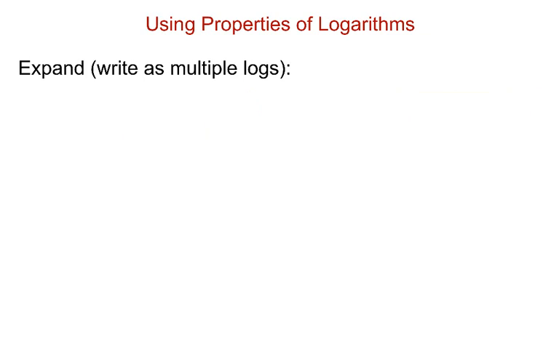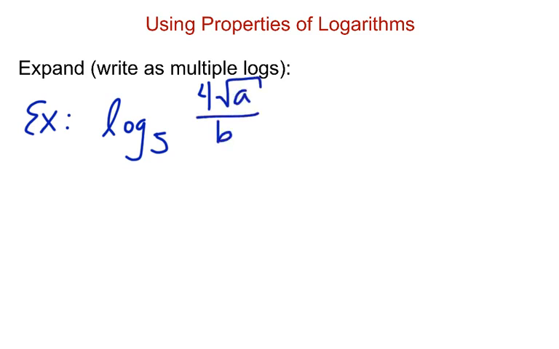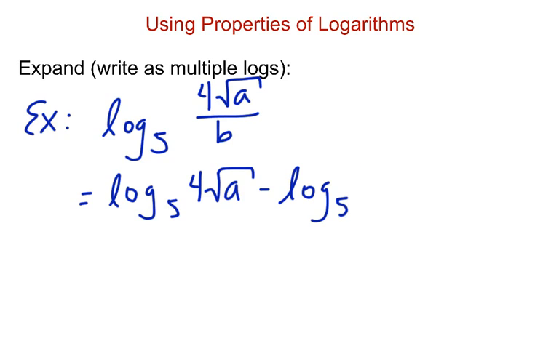So if I do another example where our directions are expand, let's look at log base 5 of 4 times the square root of a, all over b. This time I still have a quotient, so I'm going to start by changing my quotient to subtraction. And then after that we'll also observe we have a product which we can change to addition. So far we've taken care of our quotient by turning it to subtracting the log. And then I'll also go ahead and break up this first part using our product property.